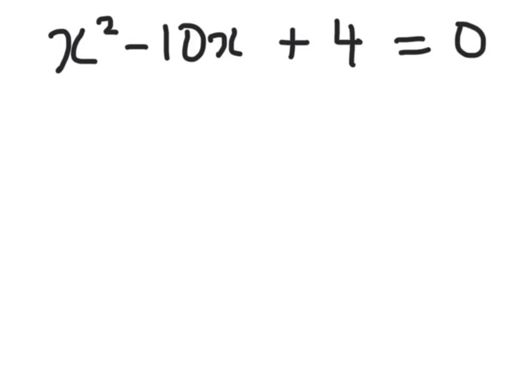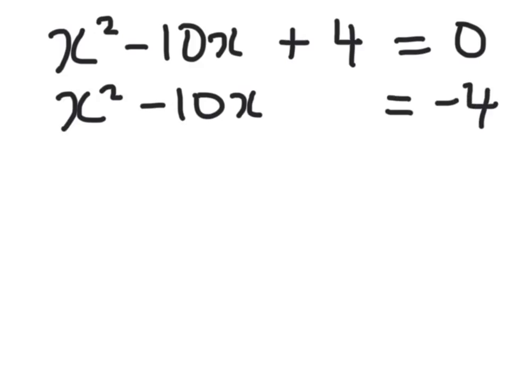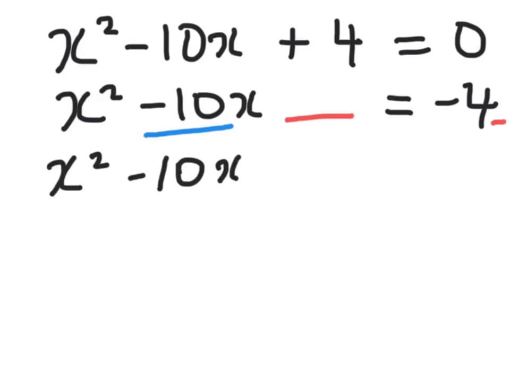Alright, so the first thing we need to do is to get that plus 4 to the other side. So we're going to write down x squared minus 10x equals minus 4. And we know then that we have to put something in here to complete the square, and it's going to have to add on to the other side as well. So what we can do, we know that to get that number, we have to divide this here by 2 and square it. If you half minus 10, you get minus 5, and square it, you get 25.